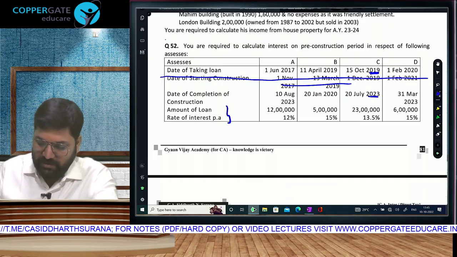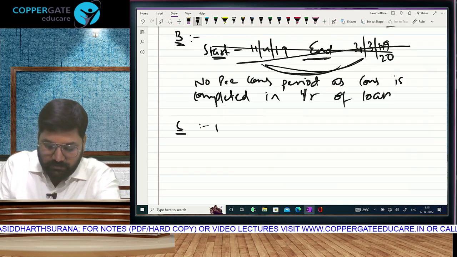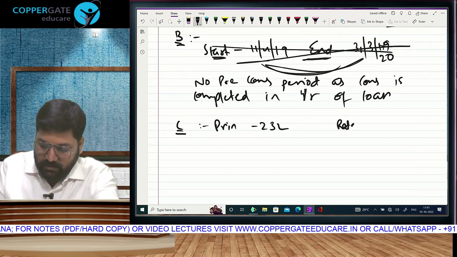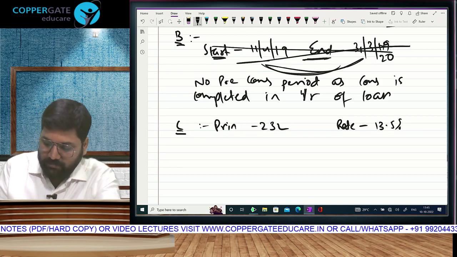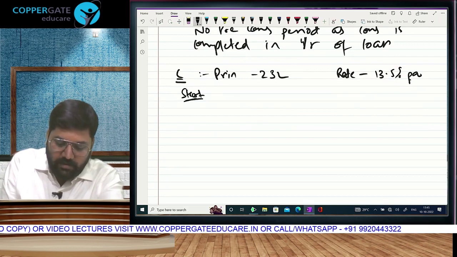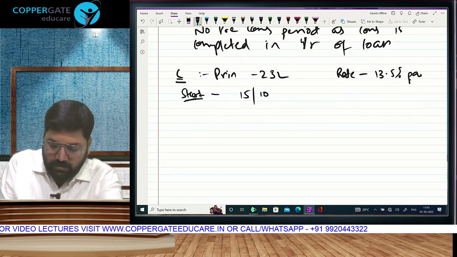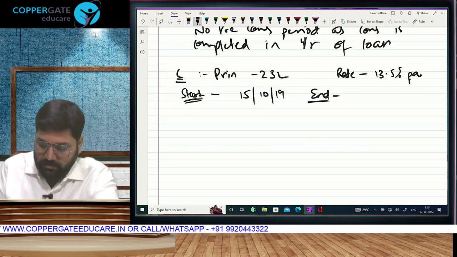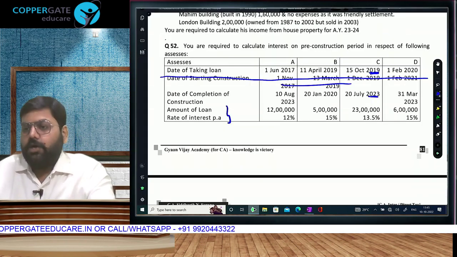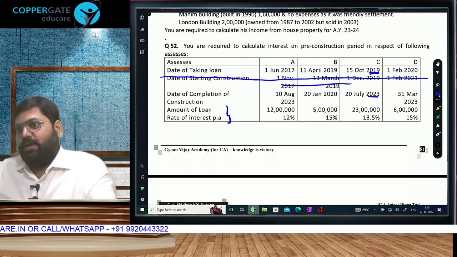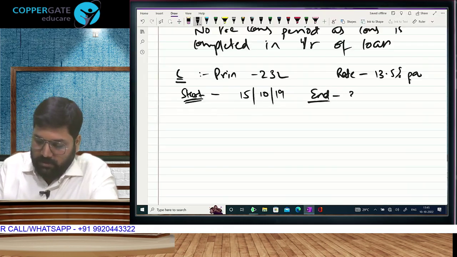Tell me what is the principal? 23 lakh. Rate of interest? 13.5% per annum. Very good. Start date of your pre-construction period? Date of taking the loan, that is 15th October 2019. End date. When does construction get over? 20th July 23. मतलब 23-24 का computation will take place. तो last 31st March 23. Very good.